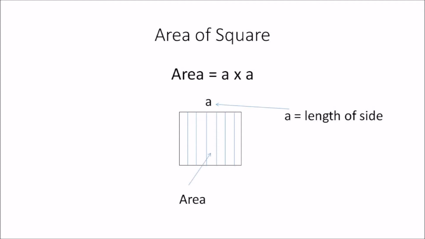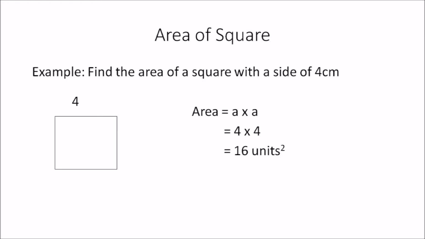So the formula to calculate the area of a square is very simple. You need to multiply one of its side lengths by another of its side lengths. Now it's very easy for a square because all the side lengths are equal. So area is equal to A times A. I've used A to denote the length of one side of a square for this video, right? And area is obviously the shaded area.